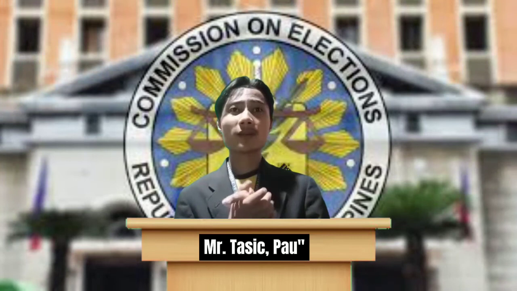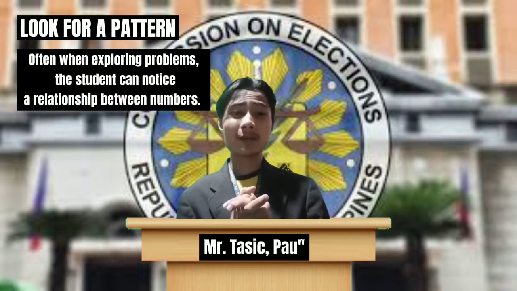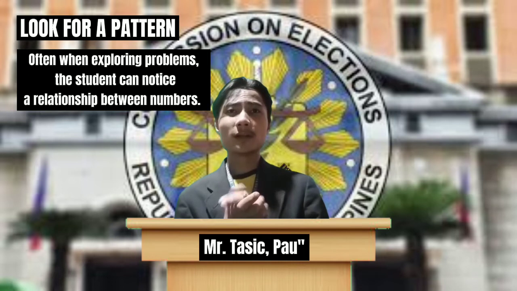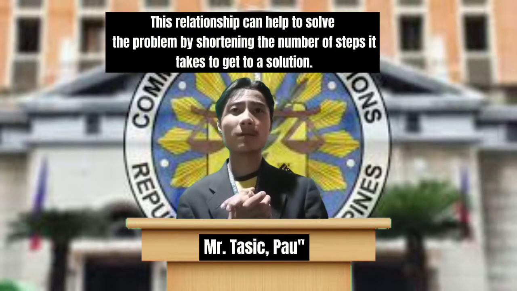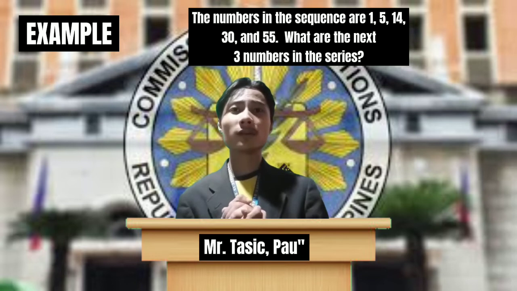One of the problem-solving strategies that is often used in math is to look for a pattern. Often, when exploring problems, the student can notice a relationship between numbers. This relationship can help to solve the problem by shortening the number of steps it takes to get to a solution. For example, the numbers in the sequence are 1, 5, 14, 30, and 55. So, what are the next three numbers in the series?